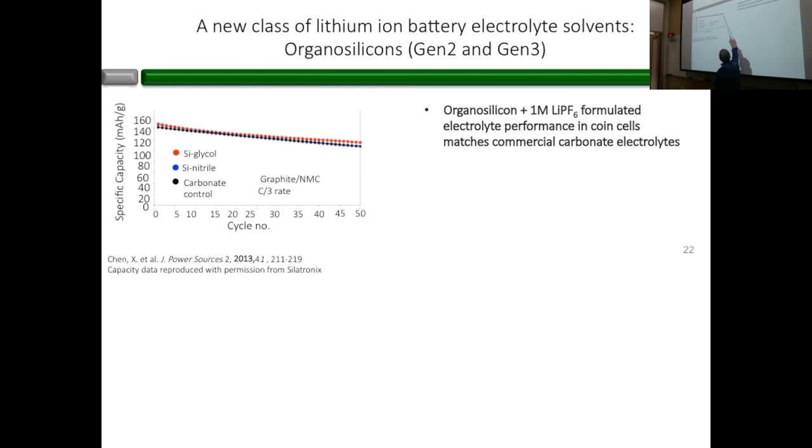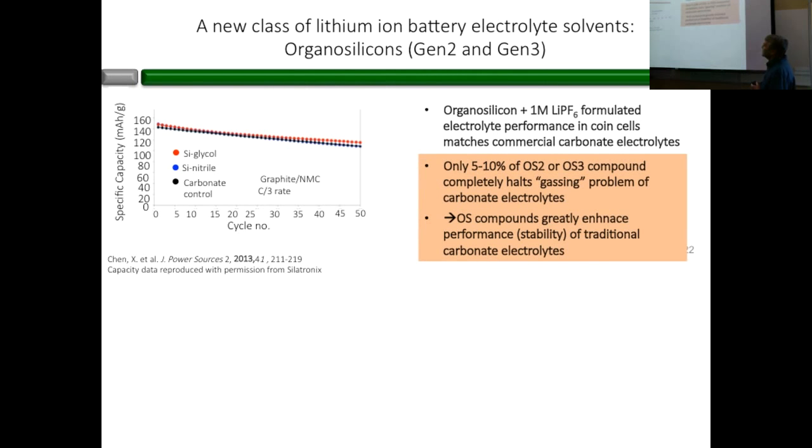So here, for example, is a carbonate control. Again, looking at these charge and discharge curves, you can see they're exactly overlapped for carbonate. Carbonate actually works pretty well. It's been optimized over the last 40 years, since 1991. If instead we use one of these, so this is the Gen 2 compound, and this is the Gen 3 compound, you can see that we can get performance that is at least as good as one can get with a traditional carbonate electrolyte. So we're actually making the battery better, we're making it more stable.